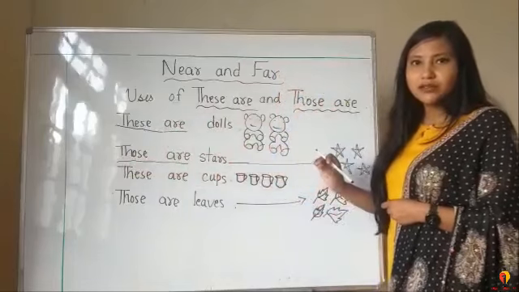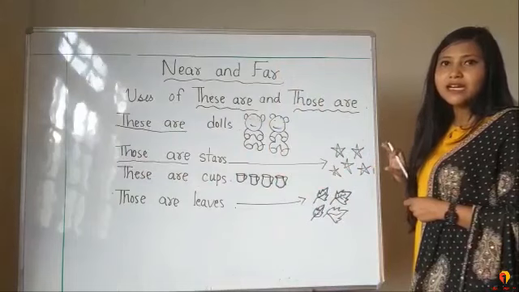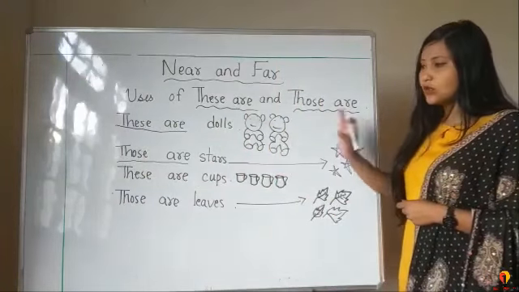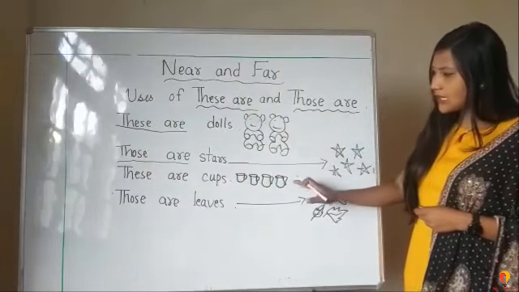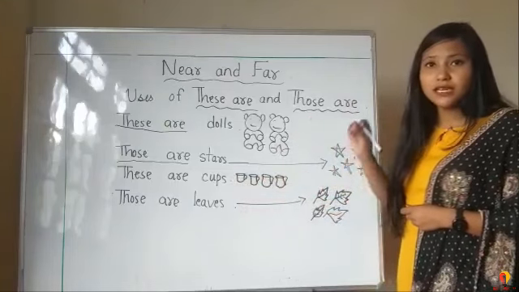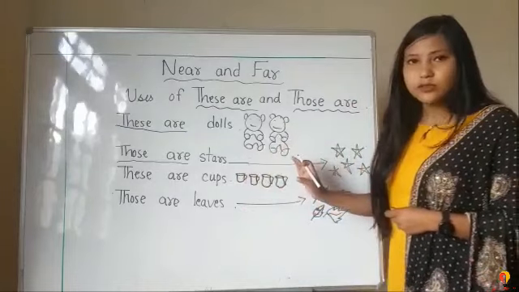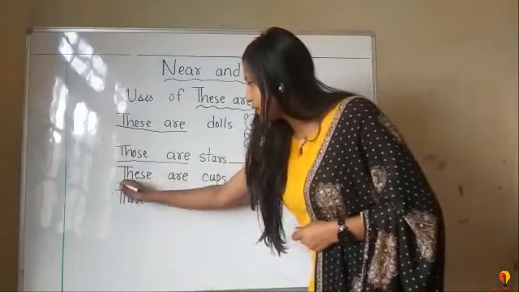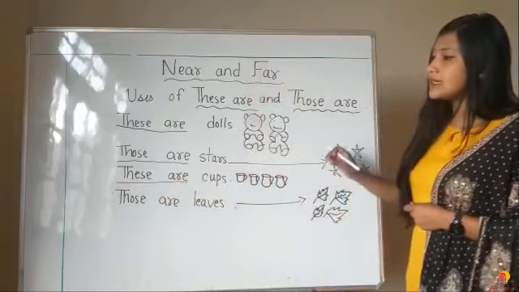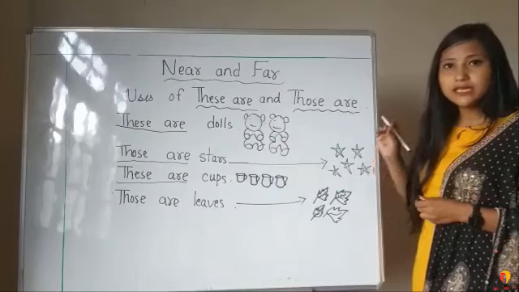Why are we using those? Because the picture of the stars is far away. So we are writing those are. Next you can see that there are 4 cups. 4 cups means more than 1, and the cups are near. So we are writing here these are. These are cups. The cups are near, so we are using these are.